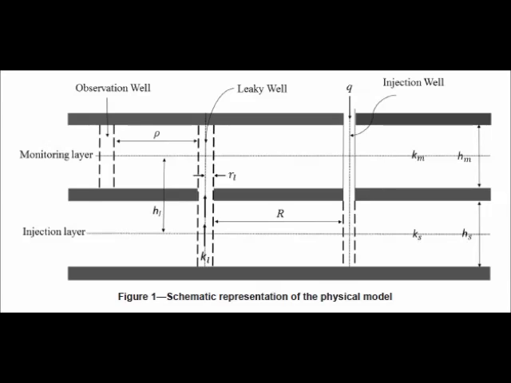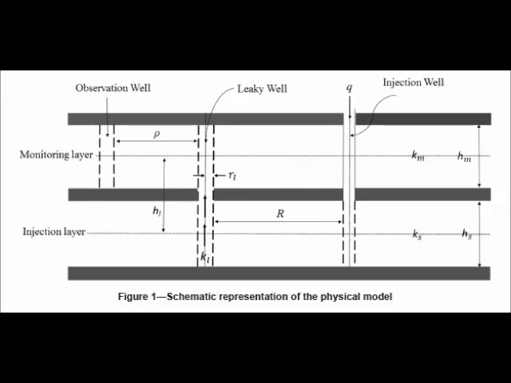Undesirable leakage of the injected fluids to adjacent layers may affect underground water and hydrocarbon resources. Leaky wells and leaky faults can be detected using an analytical solution using pressure transient analysis based on a two-layer system.